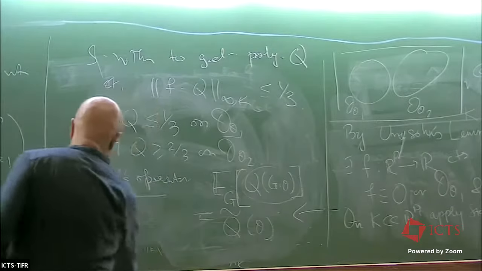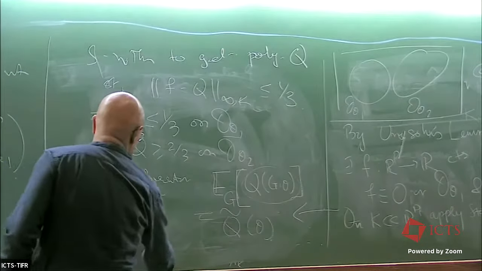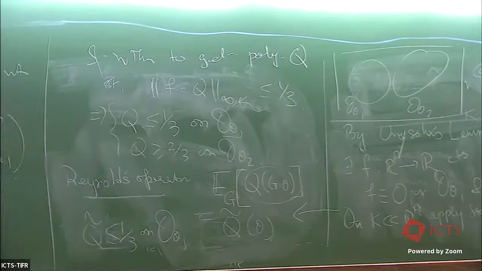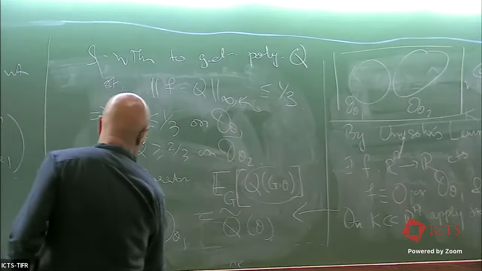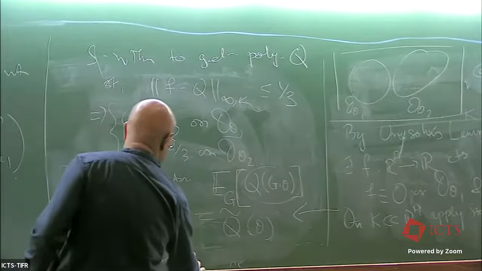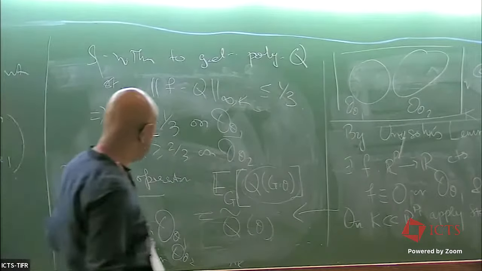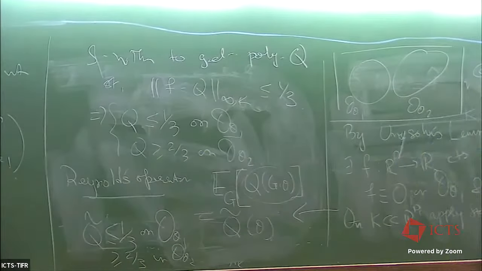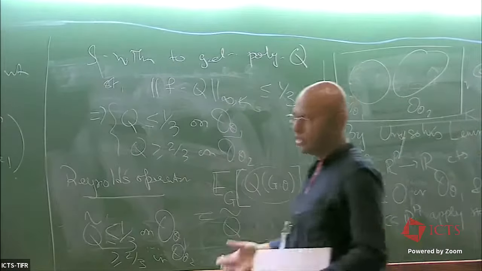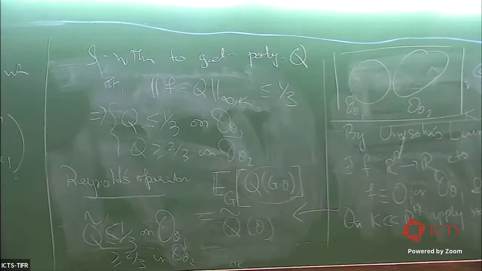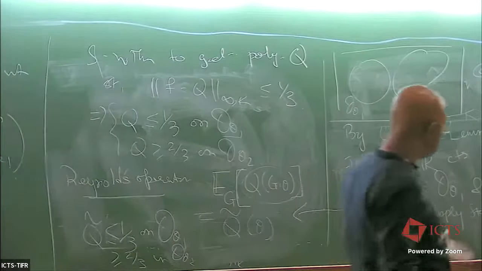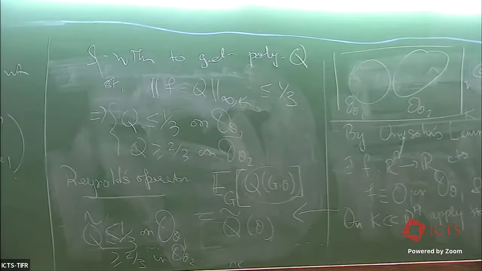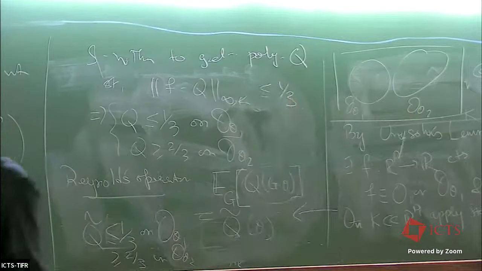So Q tilde is less than or equal to 1/3 on the orbit of θ1, and similarly greater than or equal to 2/3 on the orbit of θ2. And Q tilde is an invariant polynomial which therefore separates the two orbits. So indeed, this proves the existence result, the basic existential question, that the invariant functions indeed suffice to identify the true signal θ star, or at least its orbit.